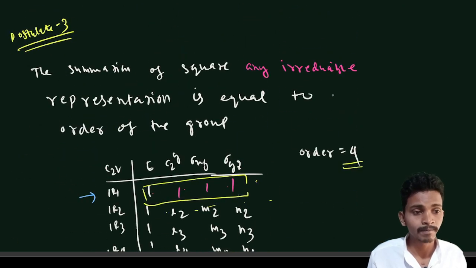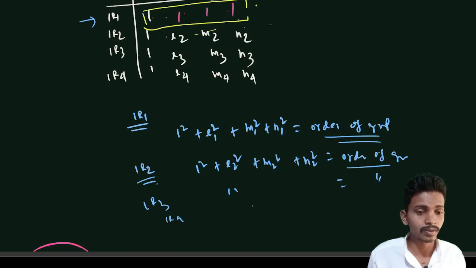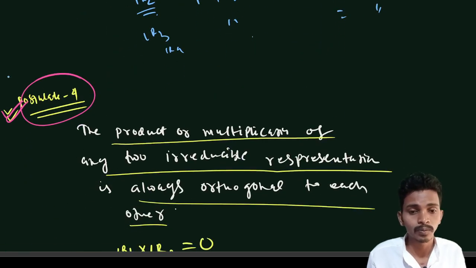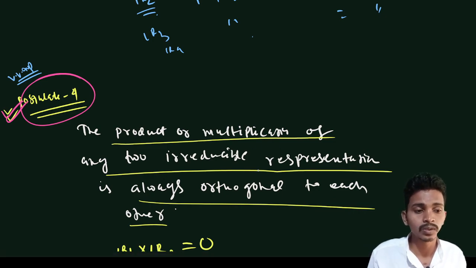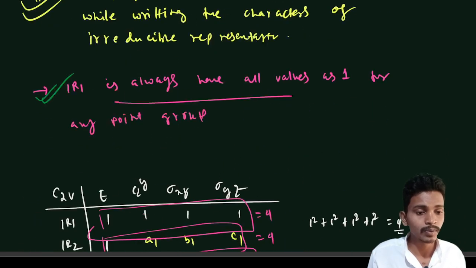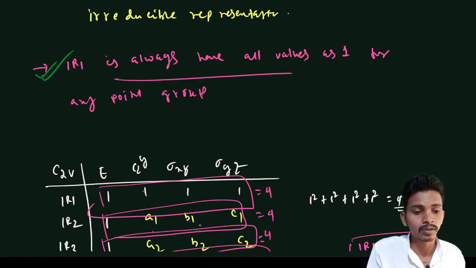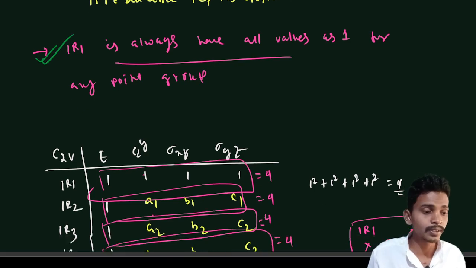And postulate 3 says that the sum of the squares of the dimensions of all irreducible representations is equal to the order of the group. And postulate 4, this is very, very important: any two irreducible representations are always orthogonal to each other. Means that the summation of the product of any two irreducible representations has to be 0.